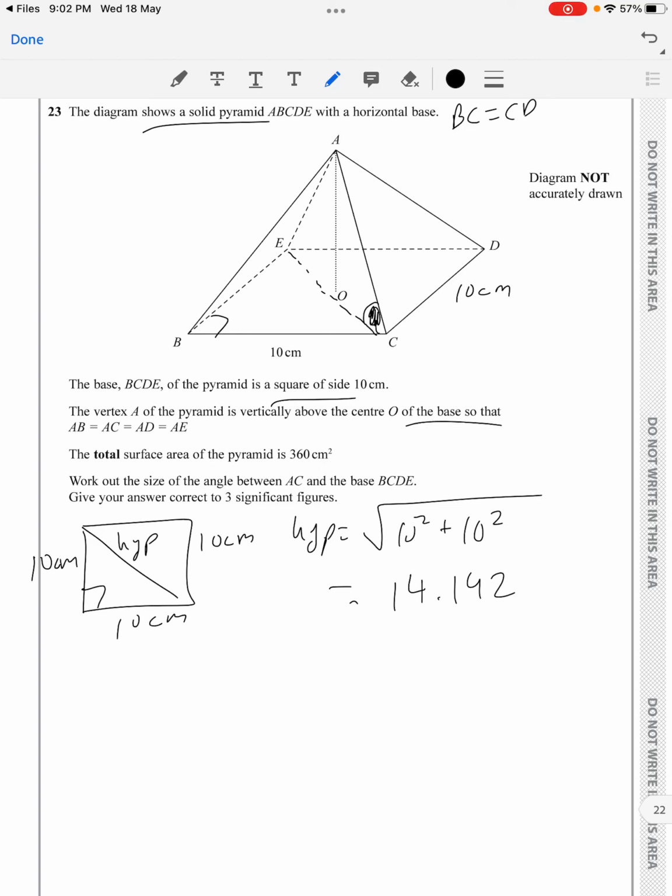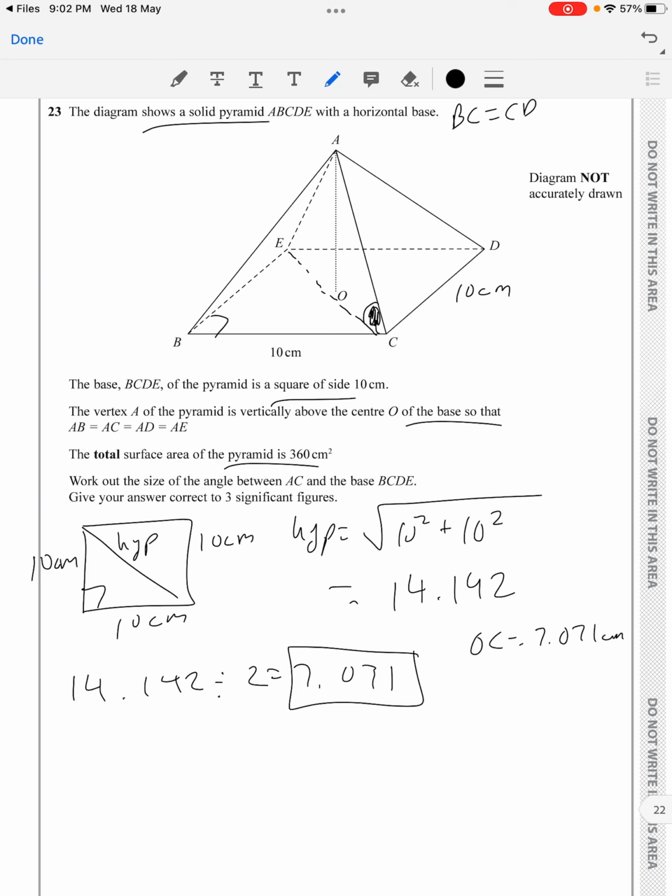Since we know that O is the midpoint, as O is the center of the base, we're just going to divide this by 2. We have to divide AC by 2, so 14.142 divided by 2. You should be getting about 7.071. This should be your value for OC, equal to 7.071 centimeters, right? Once we have found that, we have to find the height. That's the only way that we can find its value.